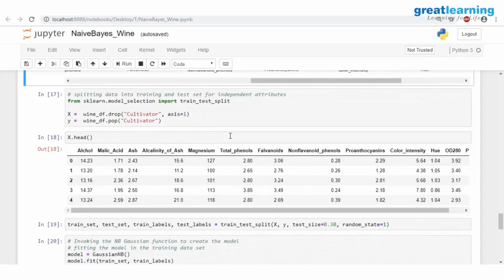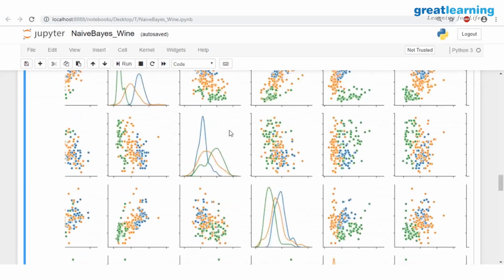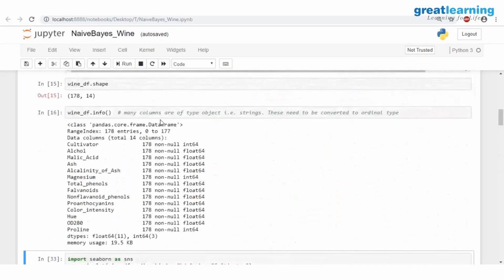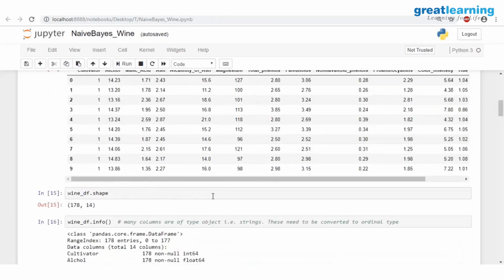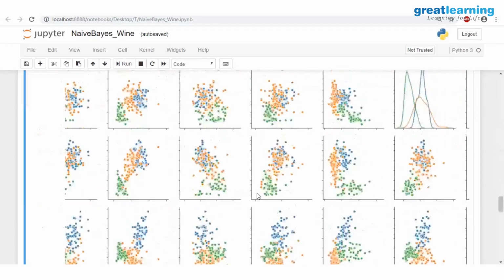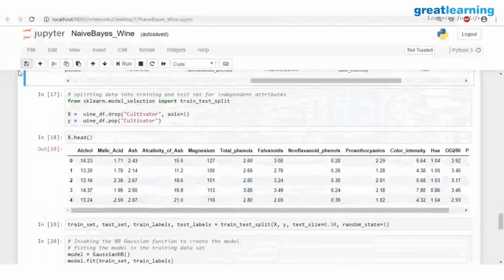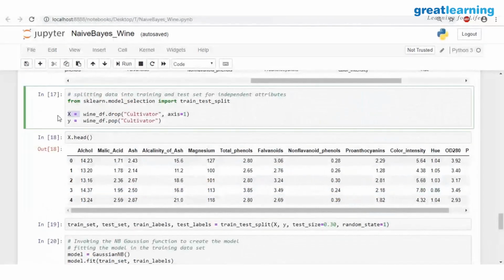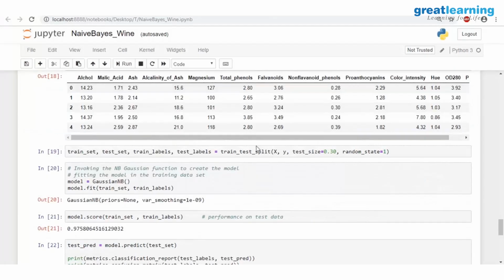let's look at the data types. We don't have any non-numerical columns here. Everything is numerical. Keep in mind, all algorithms need numerical columns only. Numerical columns could be categorical or real numbers. Come down. So I'm separating out the X variables, independent variables. The target is the cultivator. I'm splitting my data into training set, test set.